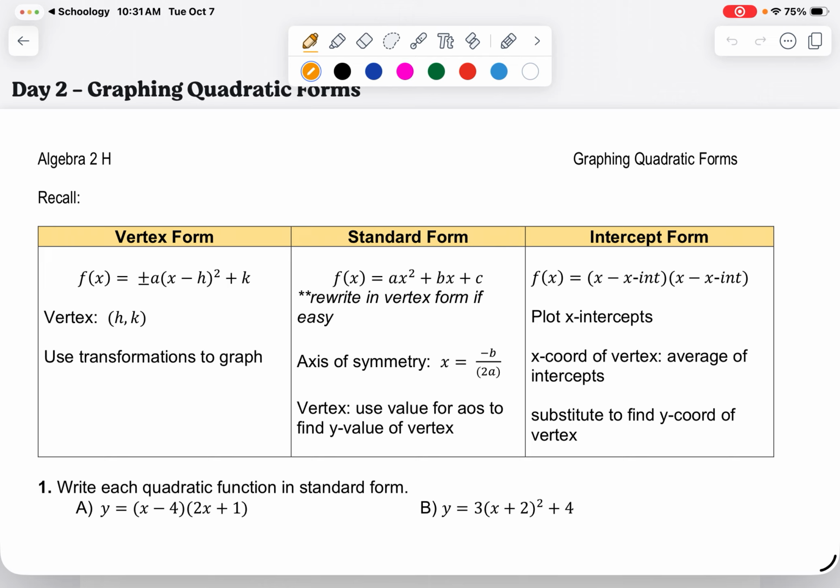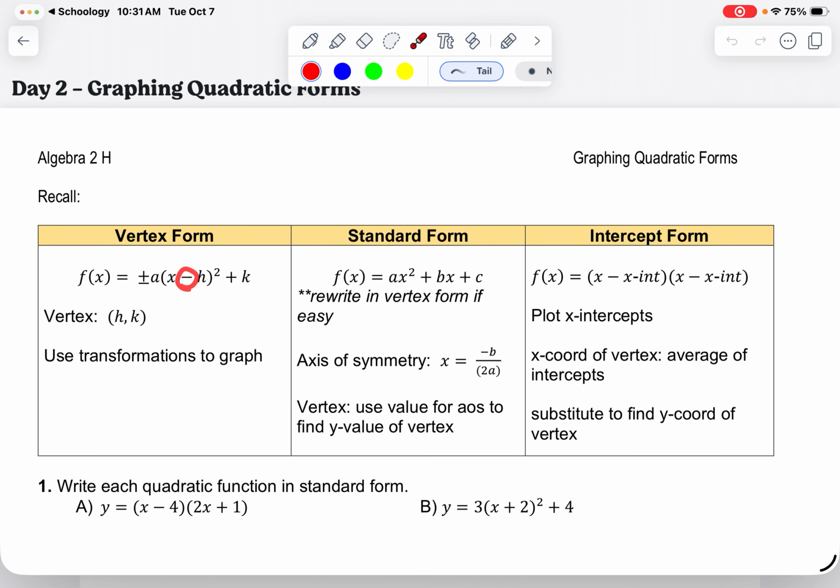So first off, we have vertex form. Vertex form is where you can physically see the vertex in the equation. So that is f of x equals or y equals the a value, which can be positive or negative. That just tells you if it's facing upward or downward. And then x minus h quantity squared plus k. So as a reminder, your vertex is (h, k).